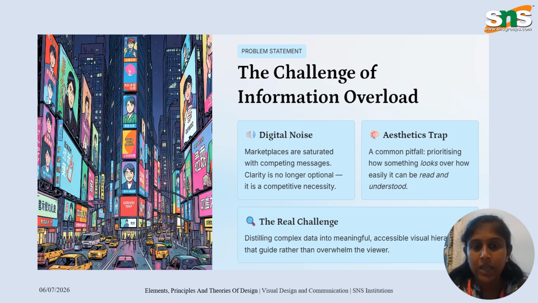Another common mistake is the aesthetic trap. Sometimes designers focus only on making something visually attractive while forgetting whether people can easily read and understand the information. So the real challenge is to organize complex information into a clear visual hierarchy. Good design should guide the viewer's attention rather than overwhelming them.